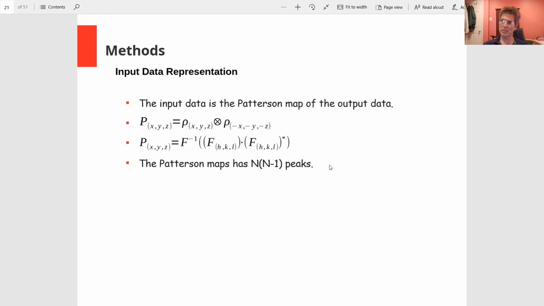So if you were to make a list of the pairs of atoms in the electron density map, there would be roughly n squared pairs of atoms, and then if you consider a vector between each pair of atoms, that's what is represented in the Patterson map. The Patterson map has a peak for each vector between each pair of atoms in the density map. And that goes on the neural network input.